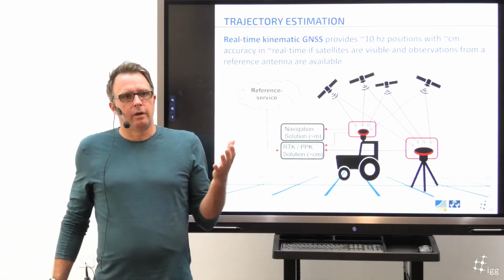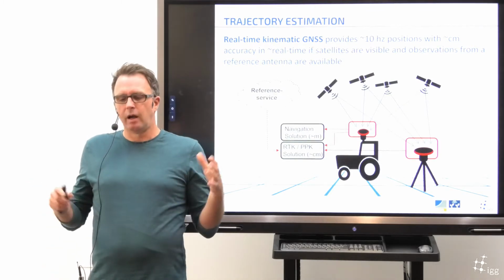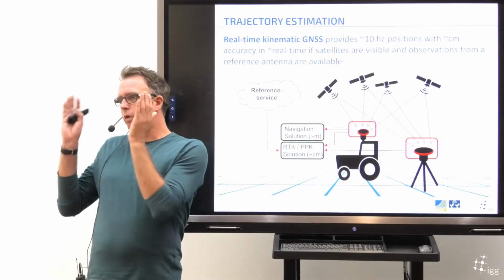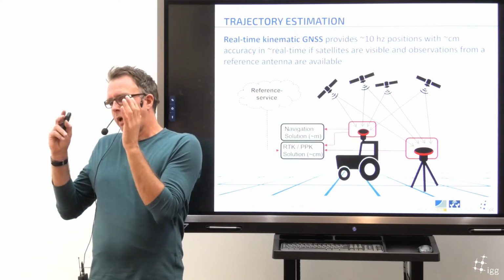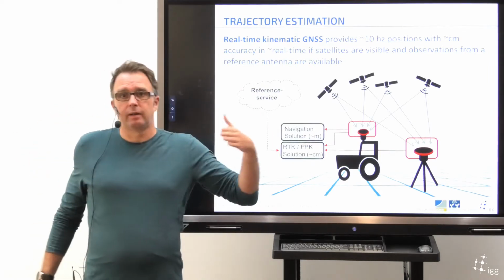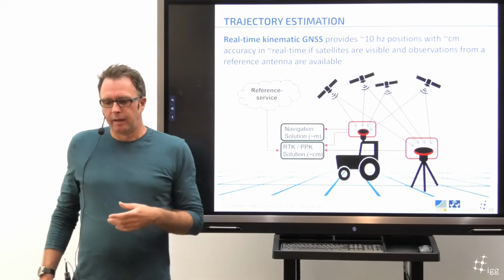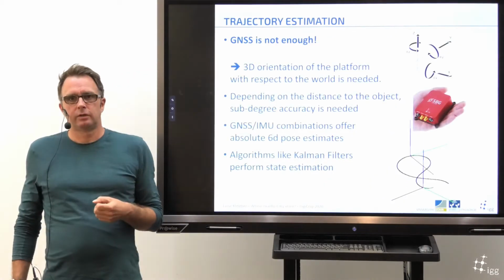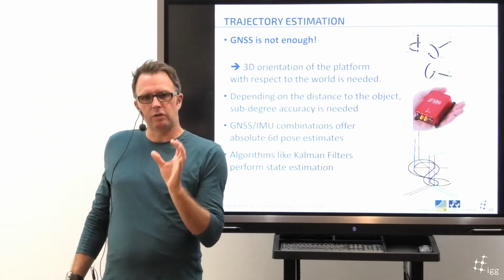So that's actually pretty standard already today in agriculture. A lot of machinery already has RTK GNSS to do parallel driving, automatic parallel driving systems and so on. But GNSS is not enough. It's not enough to have the position of the vehicle.